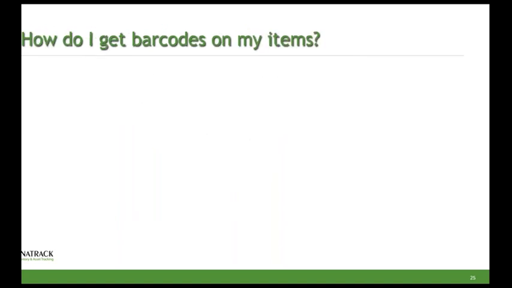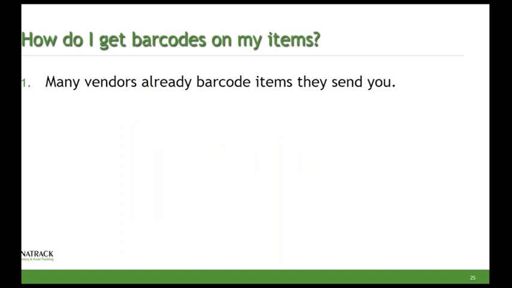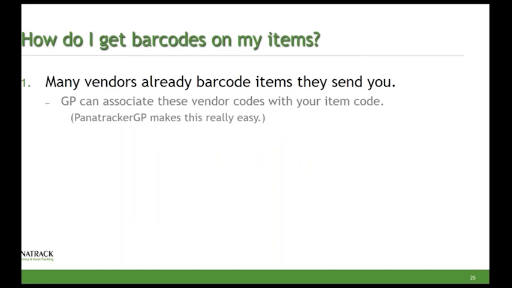So let's jump to how do I get barcodes on my items? Well, one of the things to keep in mind is many vendors are already barcoding the items that they send to you, which is great, but they're usually putting on their vendor code and not your item code. Because if you think about it, I may be ordering the same widget from 3 different suppliers, they're not all going to be very convenient to you and give you your barcode on there. But the good news is that GP can associate these vendor codes with your item code.